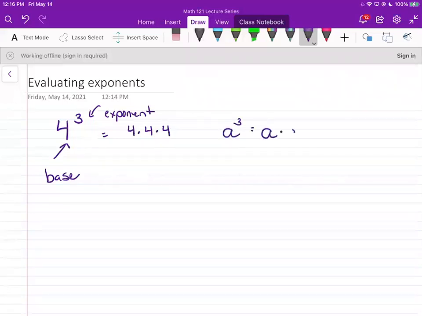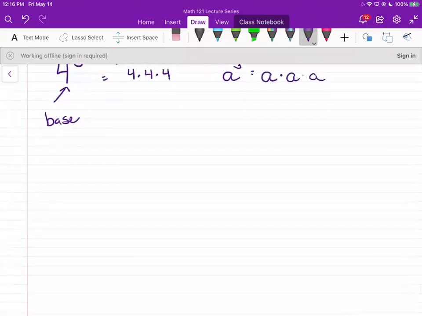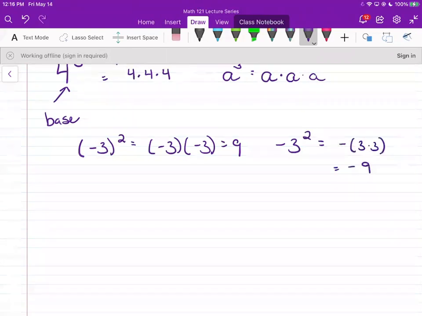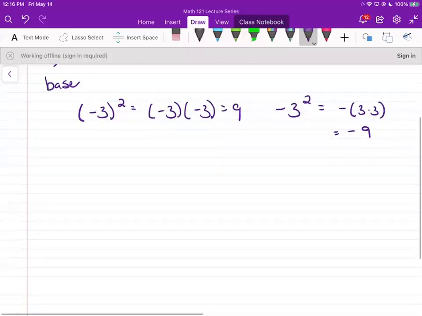So this becomes a times a times a. When evaluating exponents, it's very important to be careful with a negative. For example, (-3) squared is interpreted as -3 times -3, which is 9. But -3 squared without parentheses is -(3 times 3), which comes out to be -9. So be very careful where negatives that we are raising to a power come into play.